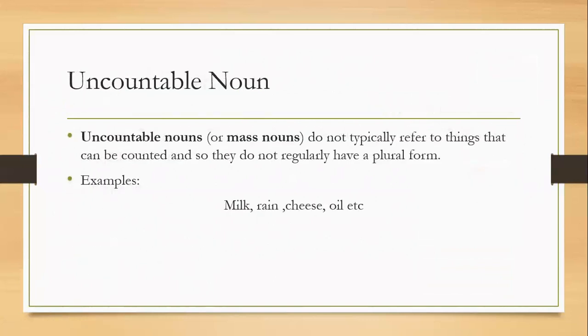Now we are going to discuss about uncountable nouns. What are uncountable nouns? Uncountable nouns are also termed as mass nouns. They do not typically refer to things that can be counted. Uncountable nouns cannot be counted, as it is obvious from its name, and so they do not regularly have a plural form. Milk. We cannot call it milks. We cannot call it rains. We cannot make plural of cheese as cheeses, oil as oils.